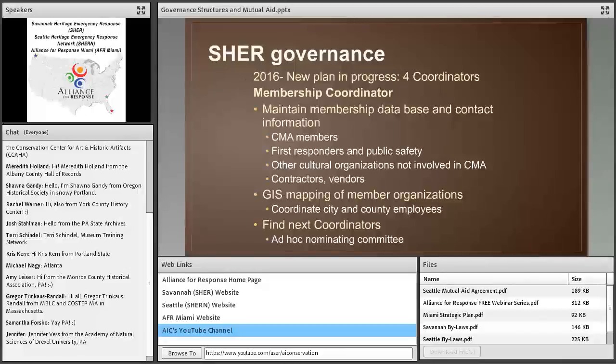And then also the membership coordinator will be in charge of an ad hoc nominating committee. We're going to do 2-year terms, so for the next 2 years, then they'll be in charge of finding new leadership, or if people want to continue serving, of course.